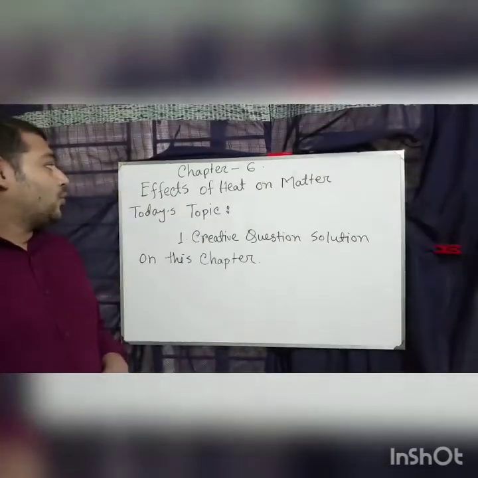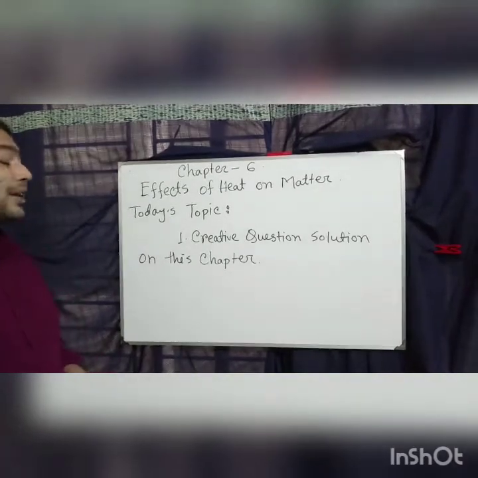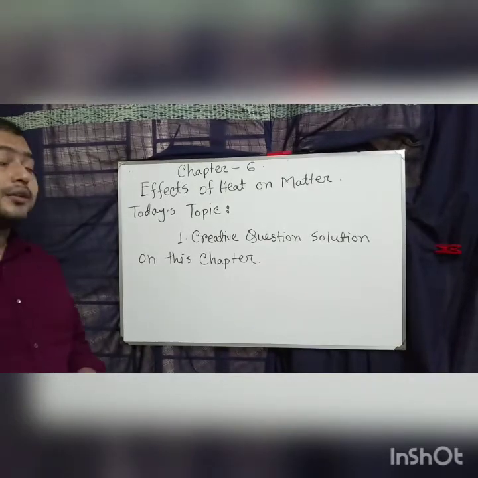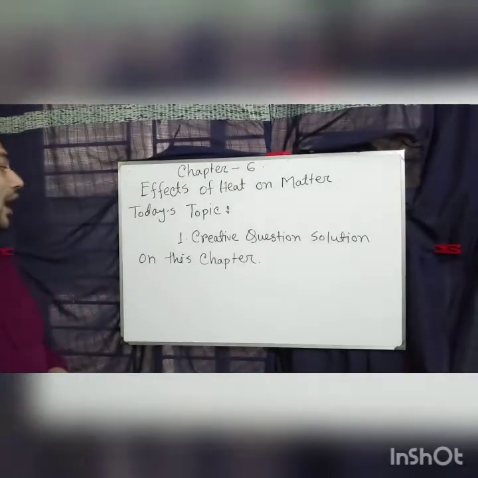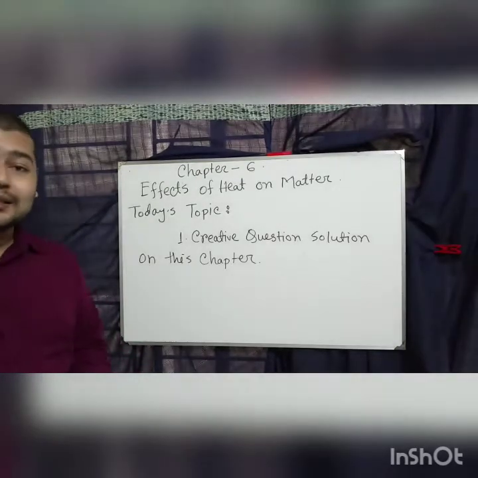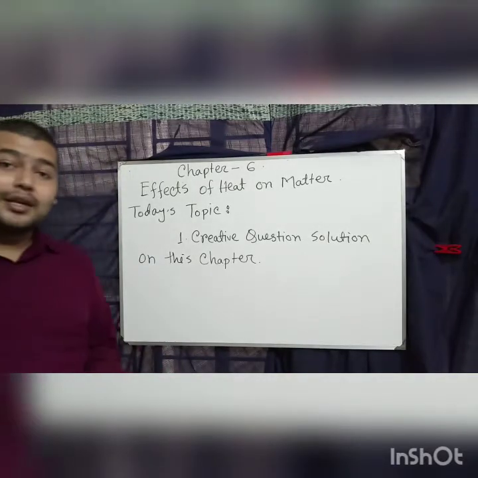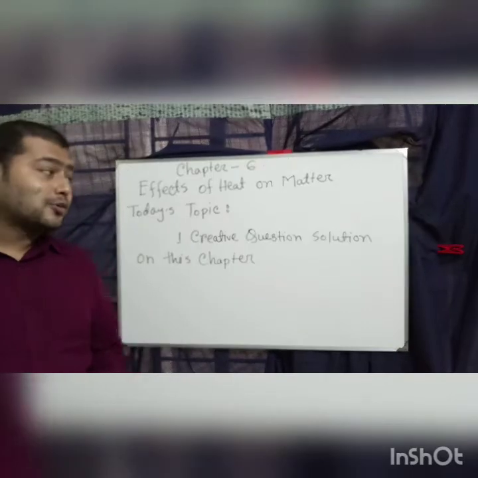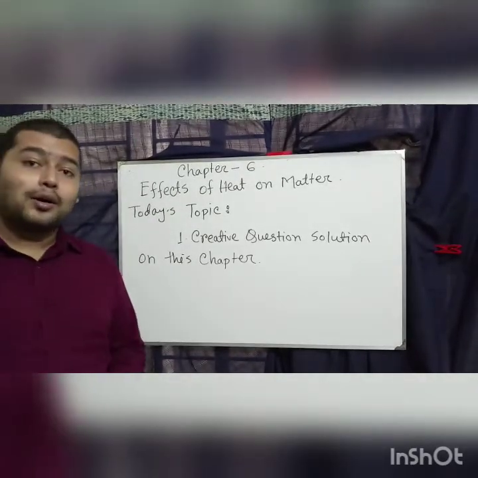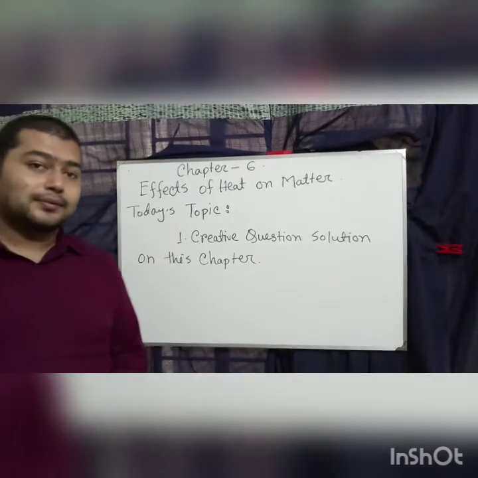Today we are discussing chapter 6. The name of this chapter is Effects of Heat on Matter. And today's topic is creative question solution on this chapter. So let's see how to calculate or how to solve a creative question on this chapter.